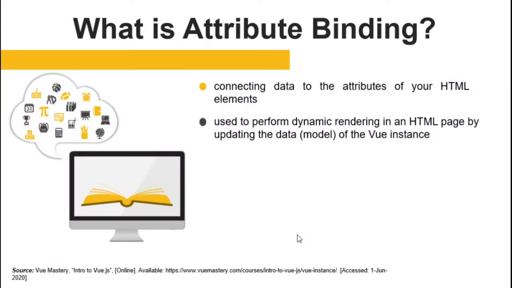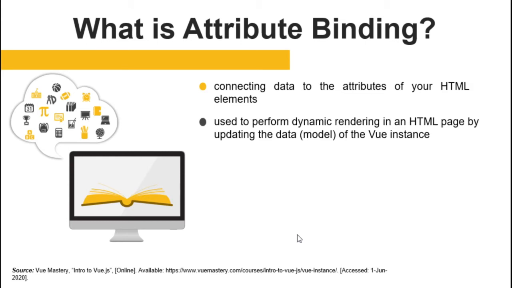What is attribute binding? Attribute binding is connecting data to the attributes of your HTML elements. It is a method or way we will use in order to display contents in our HTML elements from the data, which is the model we defined from our Vue instance.